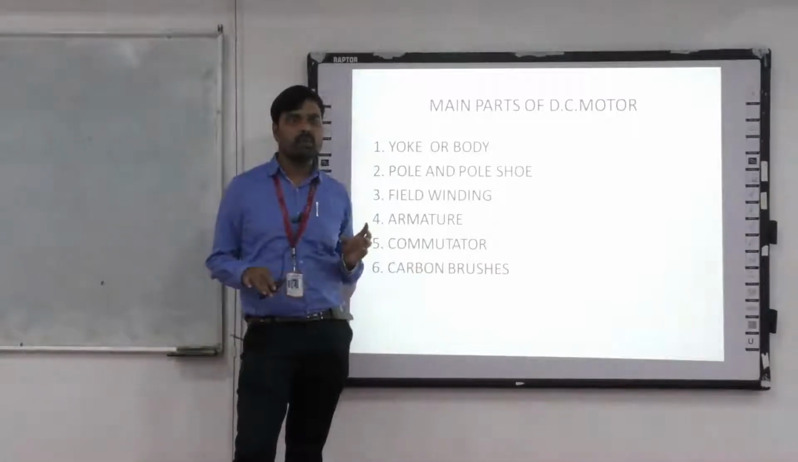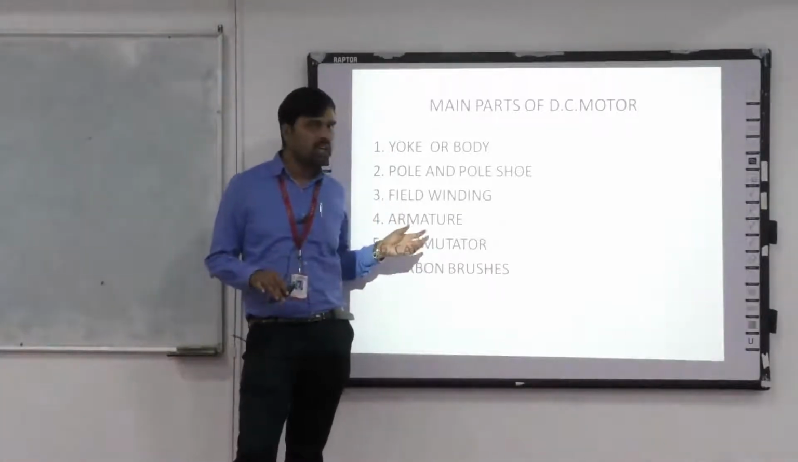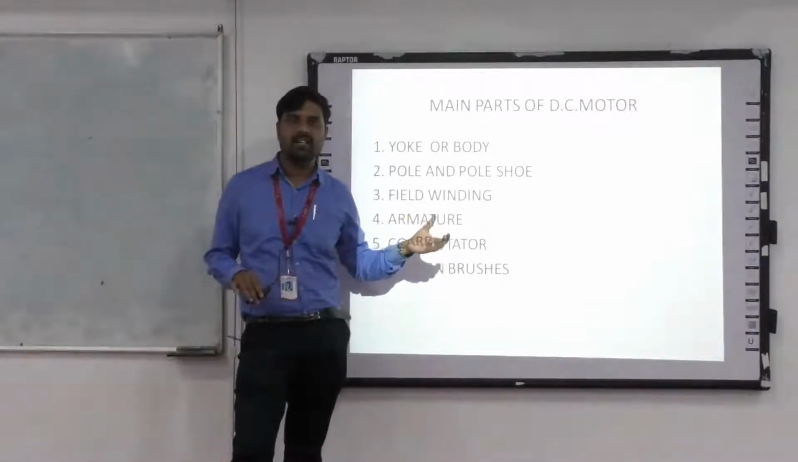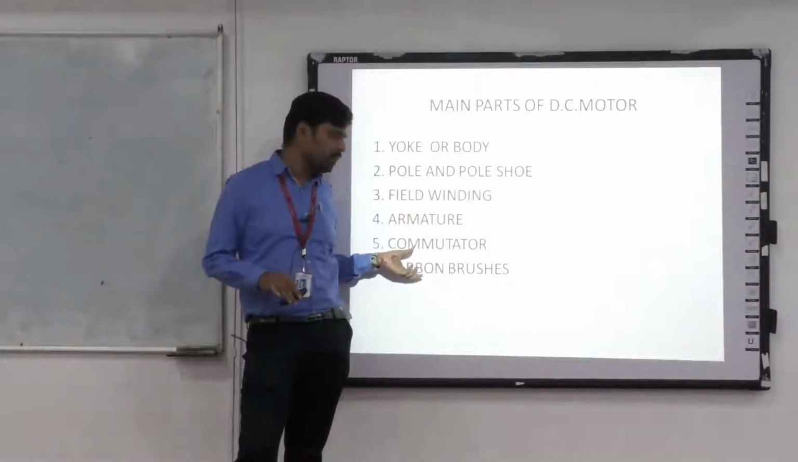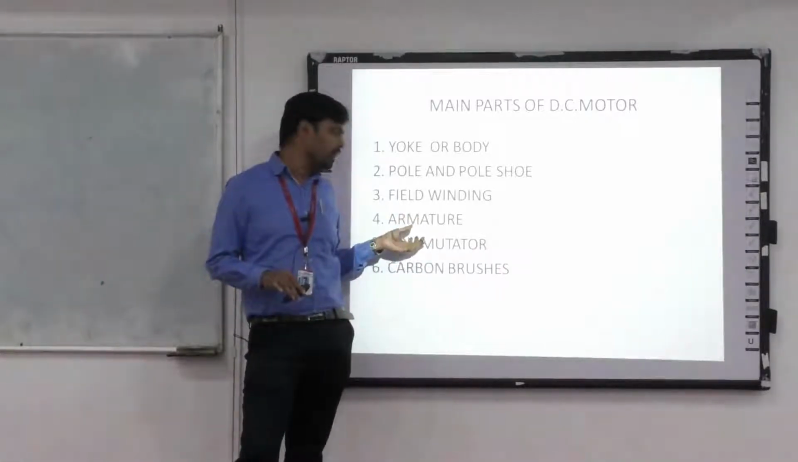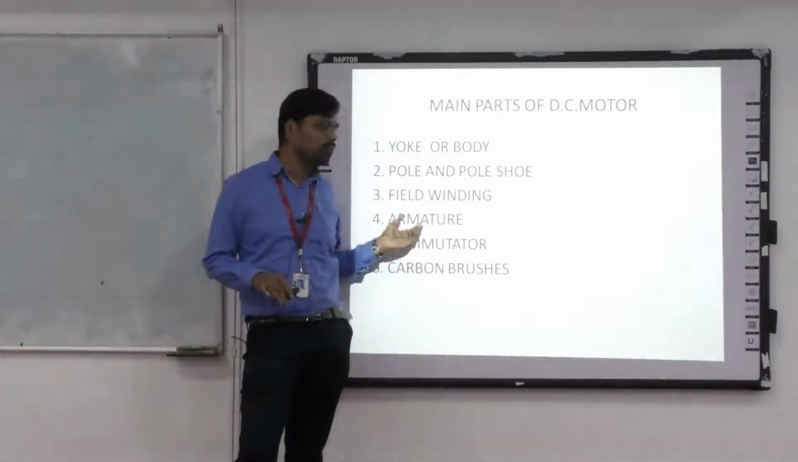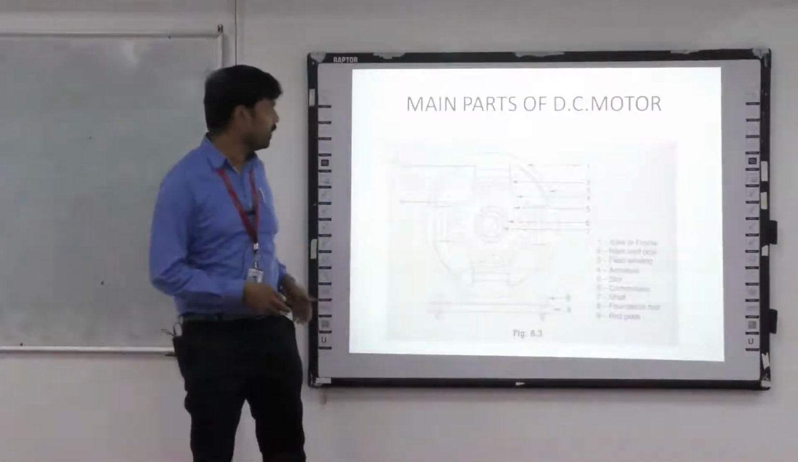Carbon brushes in a generator are used to collect the current, but in a motor they are used to supply the current, because in a motor electrical energy is converted into mechanical energy. In an AC generator carbon brushes will also be there, but a commutator will not be there, because the commutator's main purpose is to convert AC into DC. Let's see one by one.